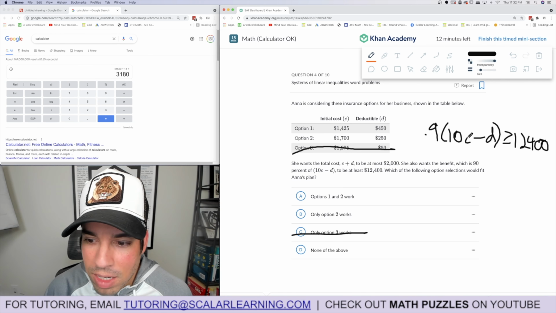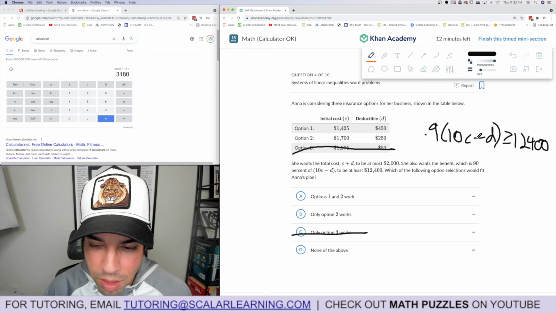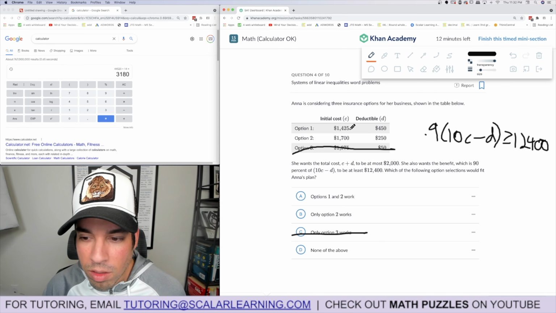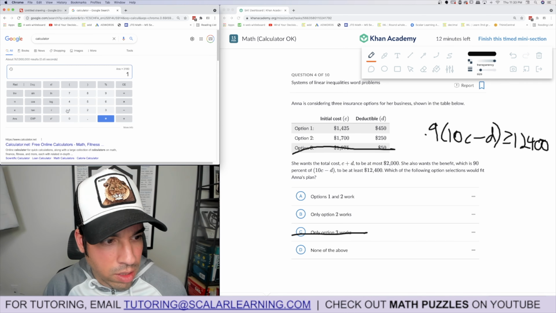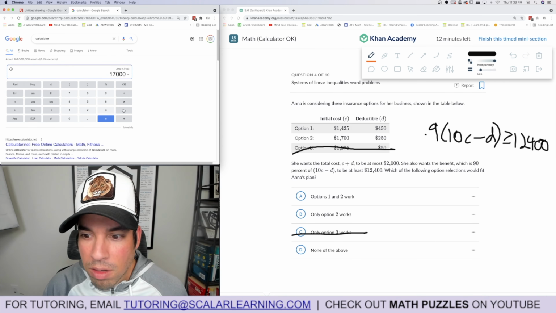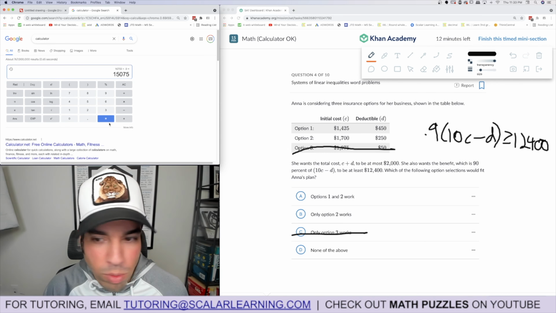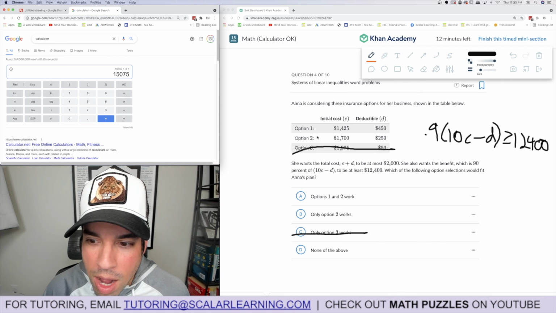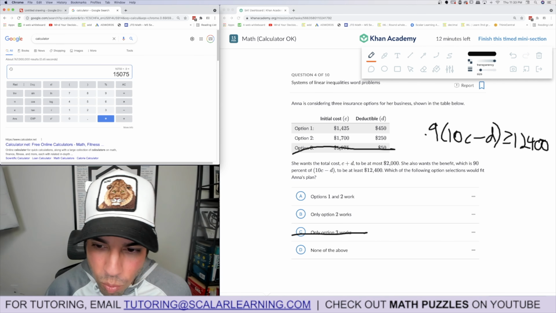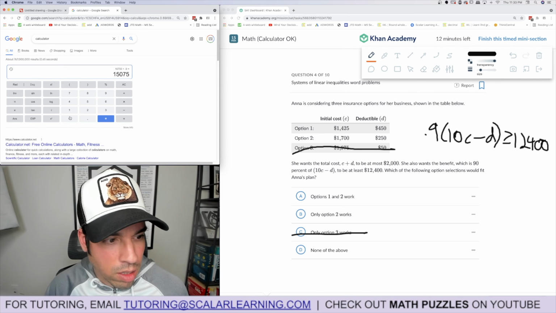And then she wants 90% of this to be greater than 12,400. So let's see, 10C is 17,000 minus deductible of 250. And then we need that times 0.9. She wants that to be greater than 12,400. Okay, so option 2 works. And then option 1 is, oh God, okay.